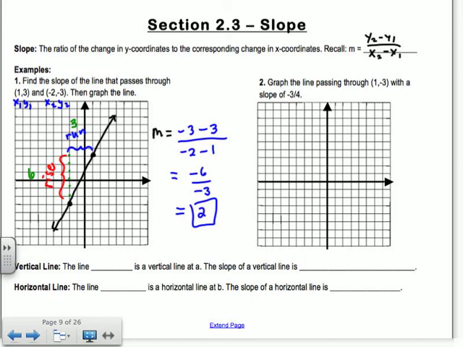Graph the line passing through (1, -3) with a slope of -3/4. So (1, -3), let's sketch that out. And my slope is -3/4. So I'm going to go down 1, 2, 3 over 1, 2, 3, 4. Notice my slope is negative, so as I read it like a book from left to right, I'm going downwards. You could have also gone up 3 and left 4.